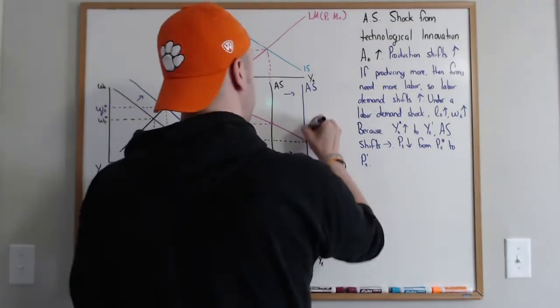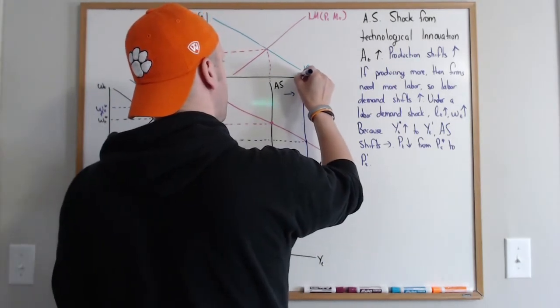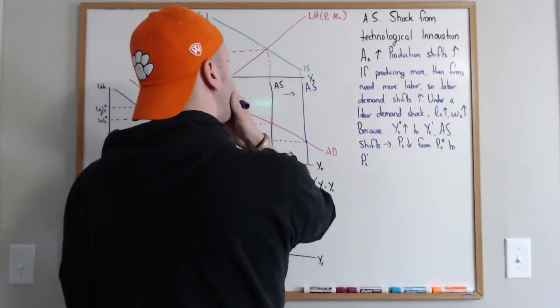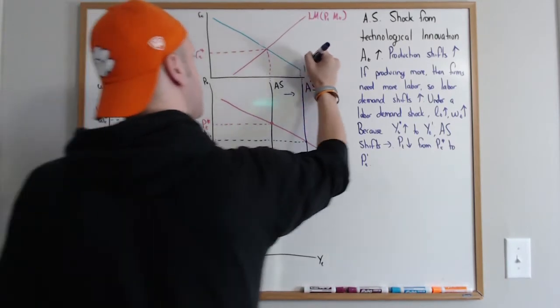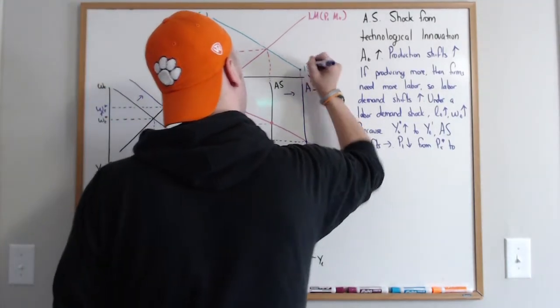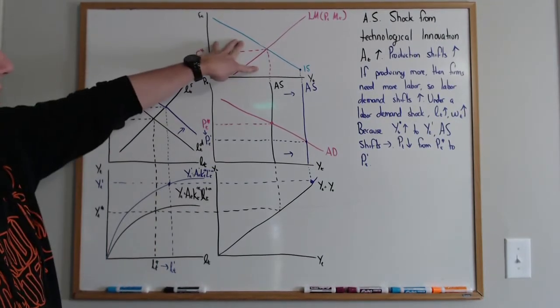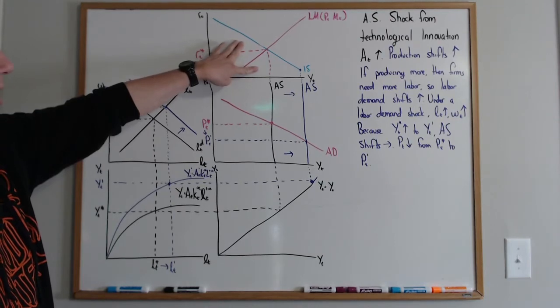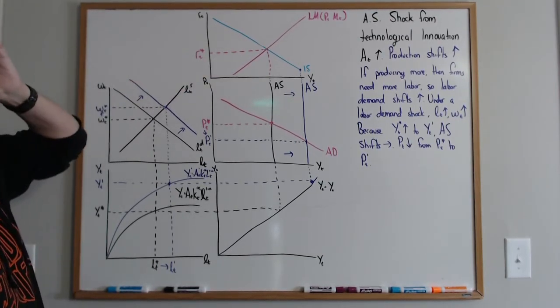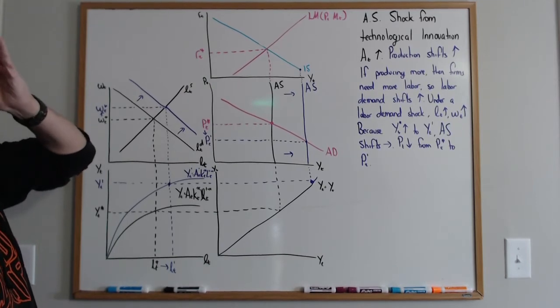But we have this equilibrium point here. We've got to draw this dotted line up, right? Well, this gives us a point right here along that IS curve. Well, there's no equilibrium up here, right? IS and LM are not equal to each other. That's not good. What happens? How does this get rectified? How do we fix this?